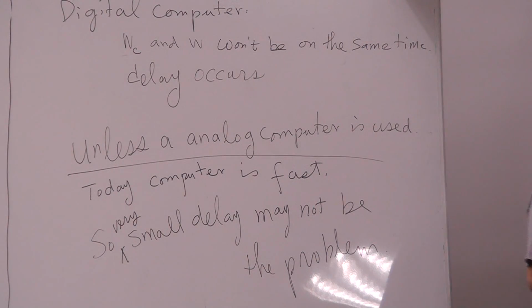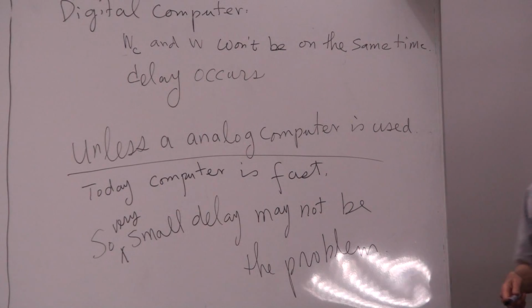That simple example means the computer will compute WC. The computer will compute WC based on that equation: MC WC double dot plus ZC WC dot plus KC WC equal to KC W, and W comes from the sensor. So as soon as the computer receives the information from your sensor, then it has to integrate right away.